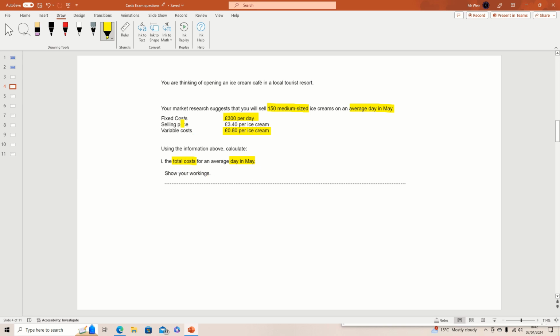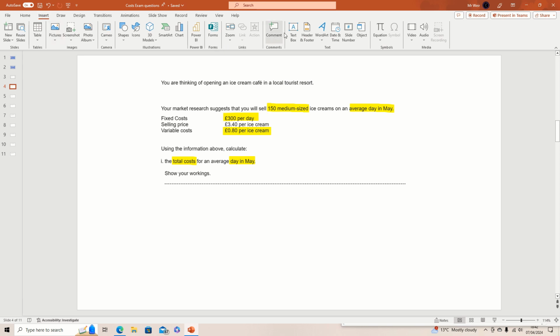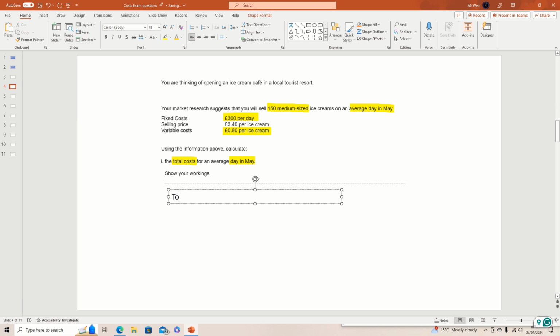So to work out our total costs, we already did a similar calculation before. We need to work out what our fixed and variable costs are. So our total costs is fixed plus variable, but we need to know what our variable costs are first. So our fixed costs are £300 a day. It tells us right here, 300, but it's 0.80 per ice cream, and there's 150 ice creams. So we need to work out what that is first.